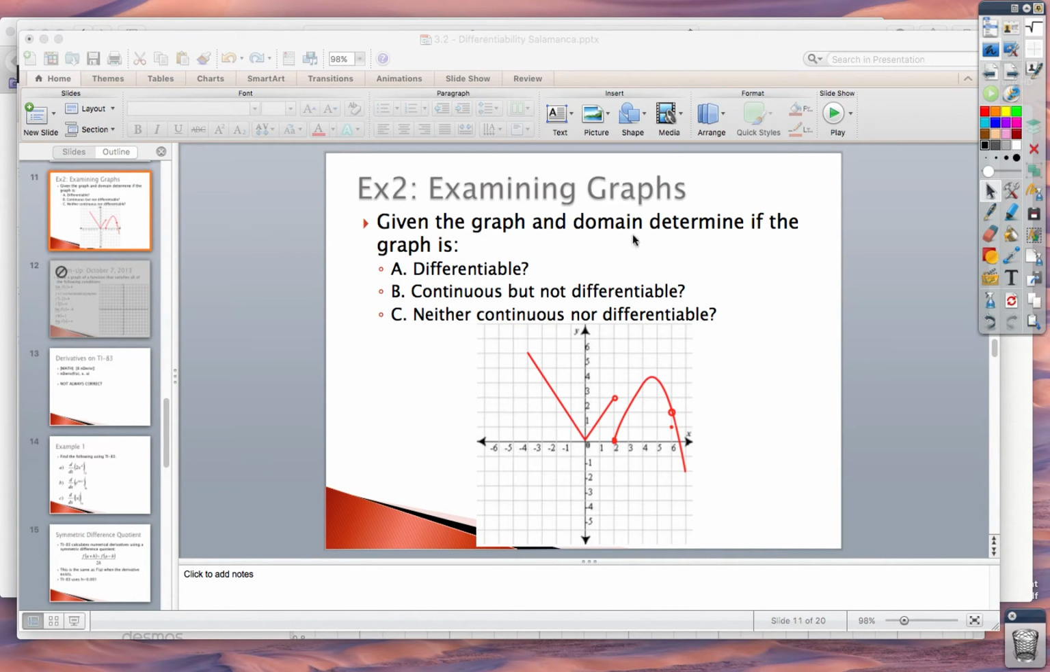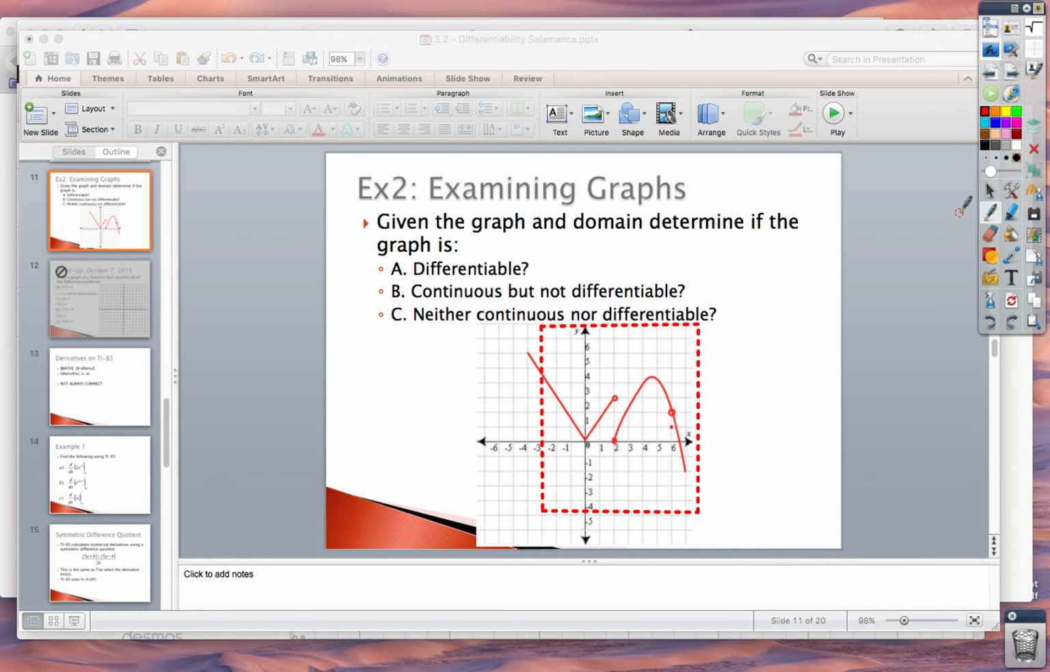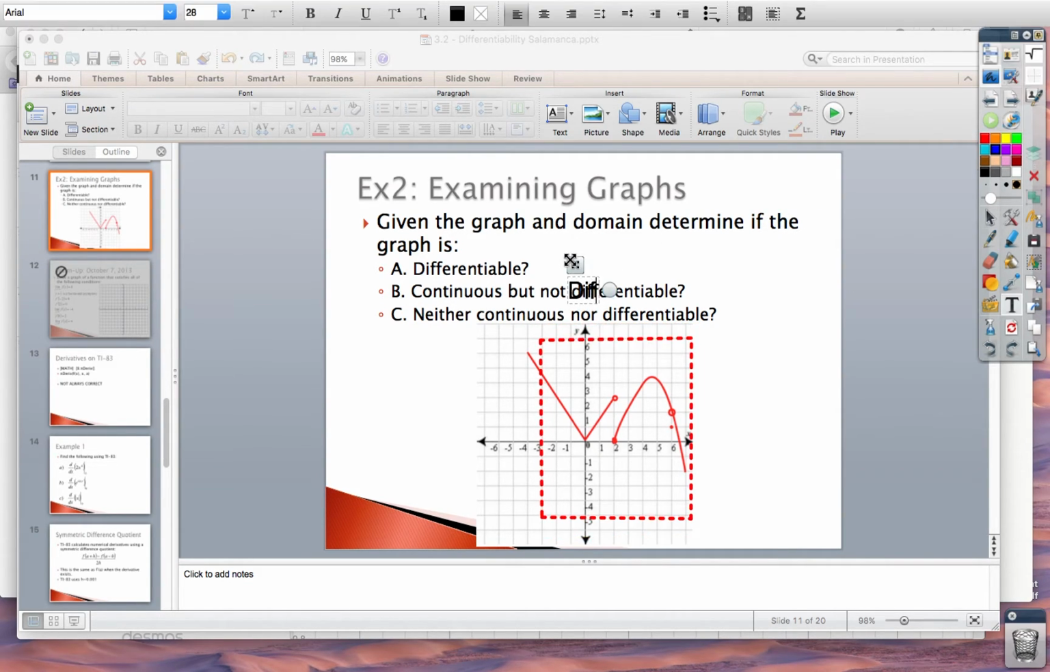Given the graph and the domain, determine if the graph is differentiable, continuous but not differentiable, or neither continuous nor differentiable. So we're going to look at the boundary set here. This is going to be our domain from -4 to 7. What I'm enclosing in this box is our only domain. So that's the only thing we can focus on. What exists out of that is irrelevant. So first of all, we're trying to see if this is differentiable. Because we talked about the 4 things that make things not differentiable, we're going to point those out. So we could say that this is differentiable.